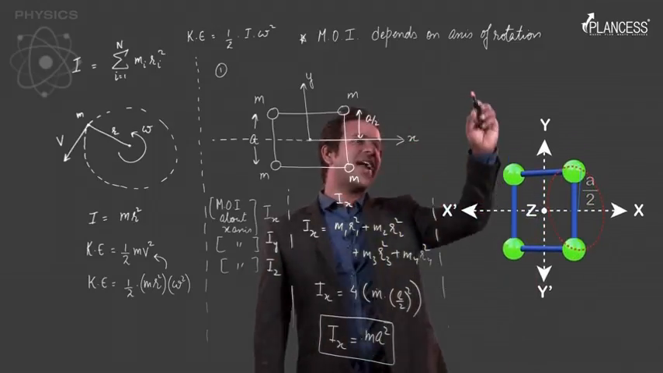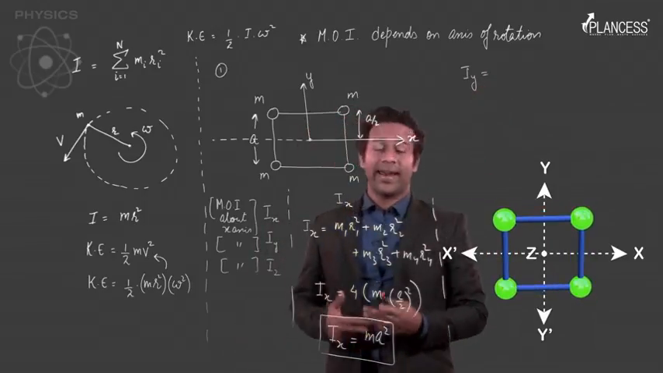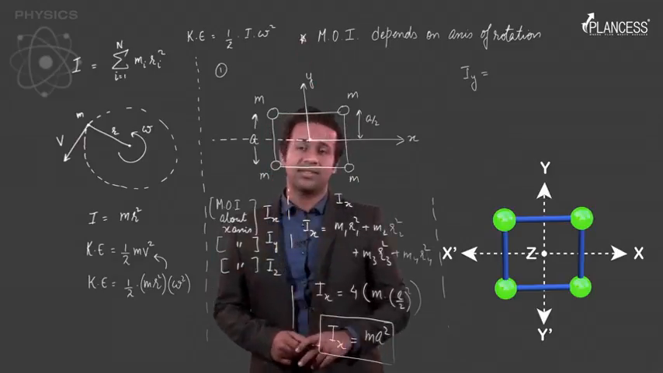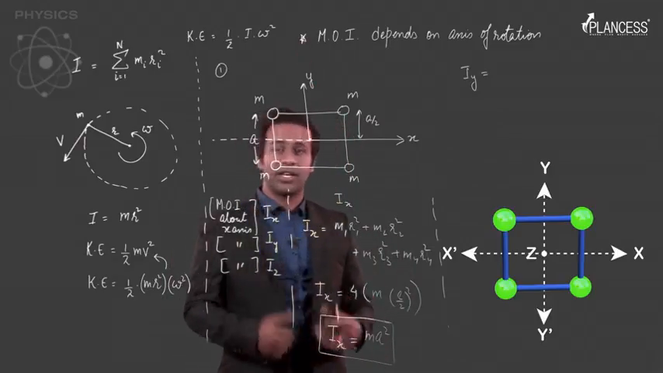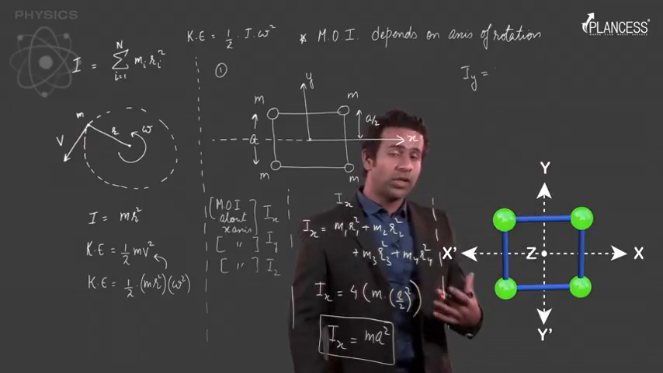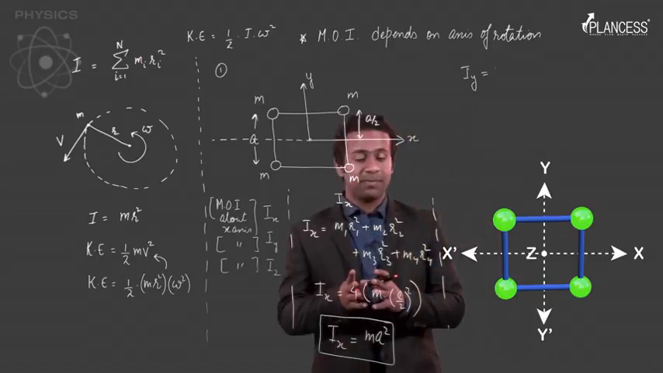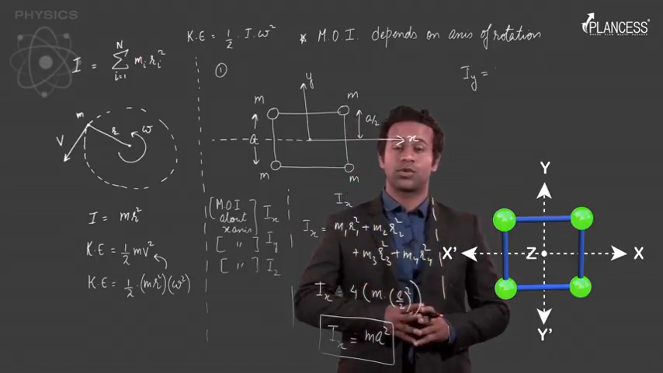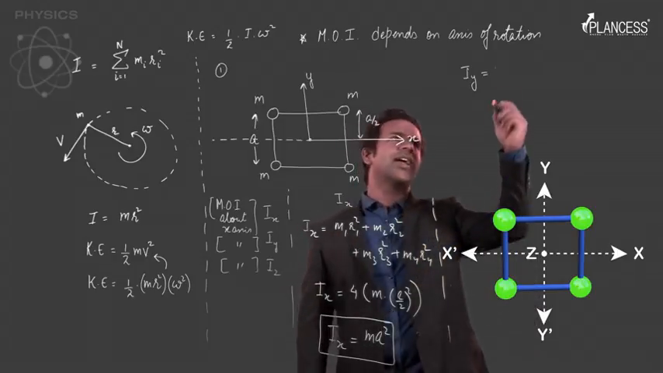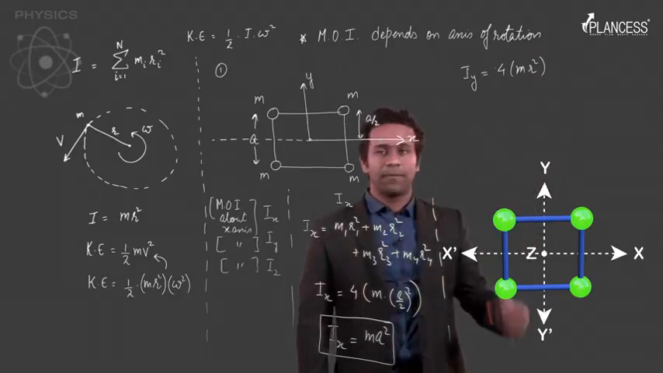Similarly, moving to the y-axis, you could for once argue directly by symmetry that the x-axis is similar to the y-axis, so we should expect a similar result. To do that, once again, we should have four terms, m1 r1 square plus m2 r2 square plus m3 r3 square plus m4 r4 square. But since all of them are identical, we could say it is 4 times mr square for any one body.